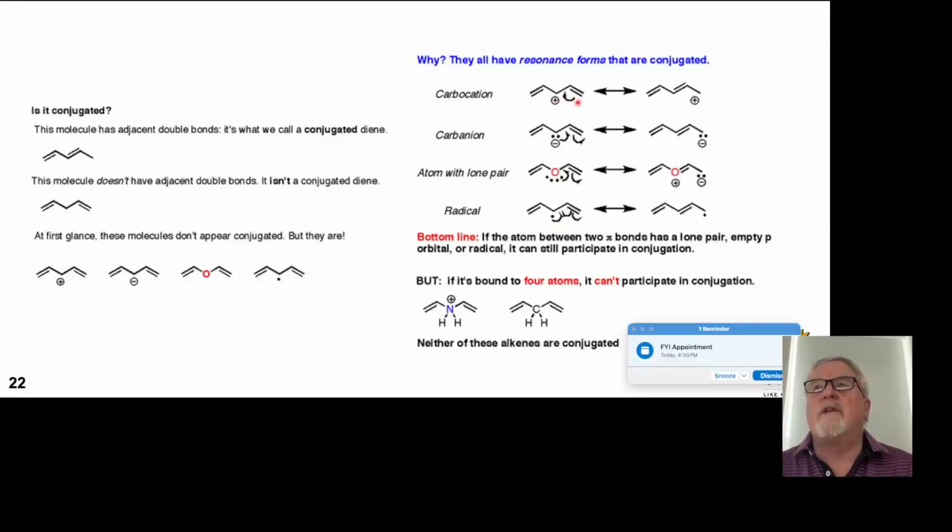They all have resonance forms. We can draw resonance and delocalize that charge. Now, if it's bound to 4 atoms, it can participate in conjugation, but in this instance, these are not conjugated because we have sp3 hybridized atoms in the middle that have no p orbital that they can contribute to the pi system.